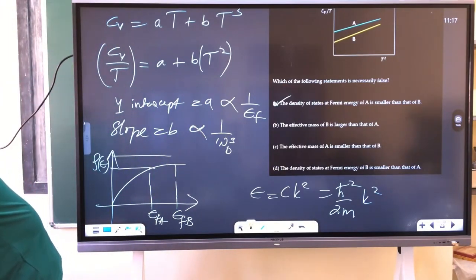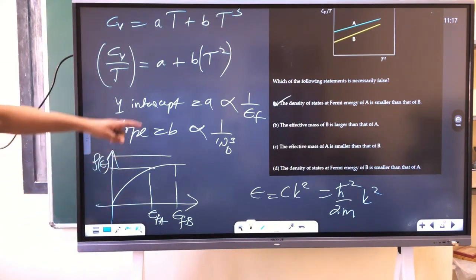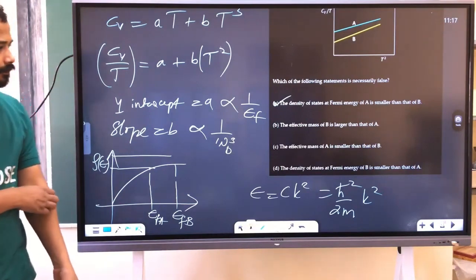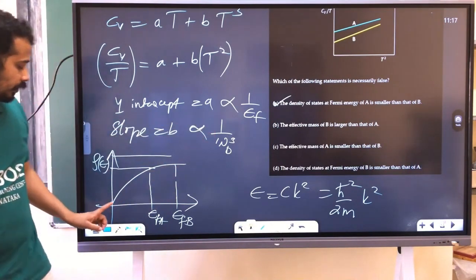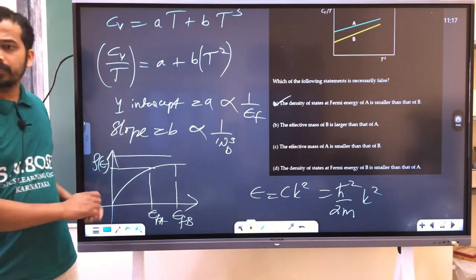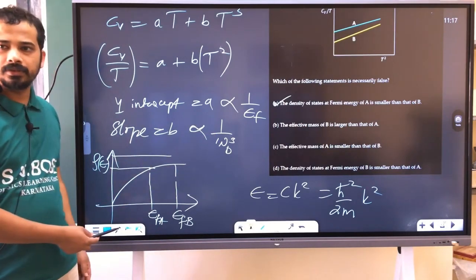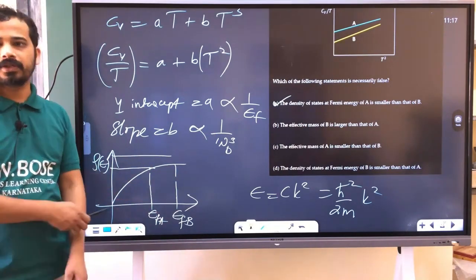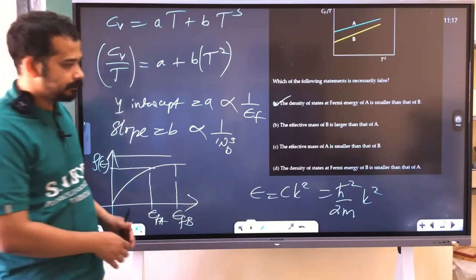So, Indrajit, did you reply? The given answer is option A. Option A is right. I also got this. You got my point. I have given a question, plot rho of E versus E, where you just point out EF. That's it.